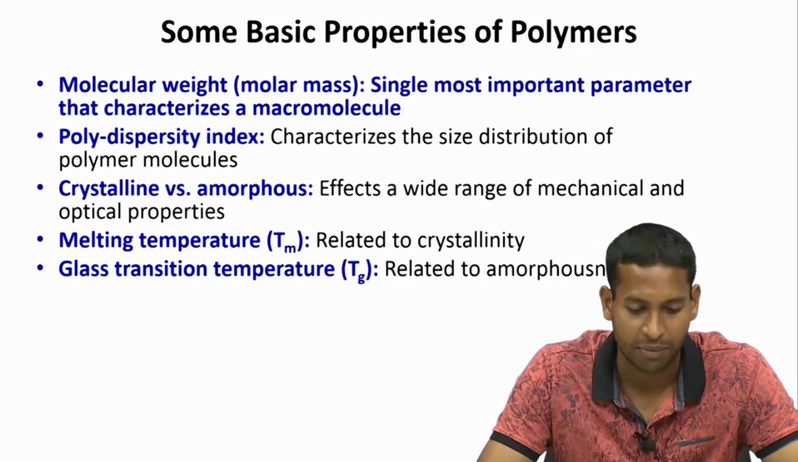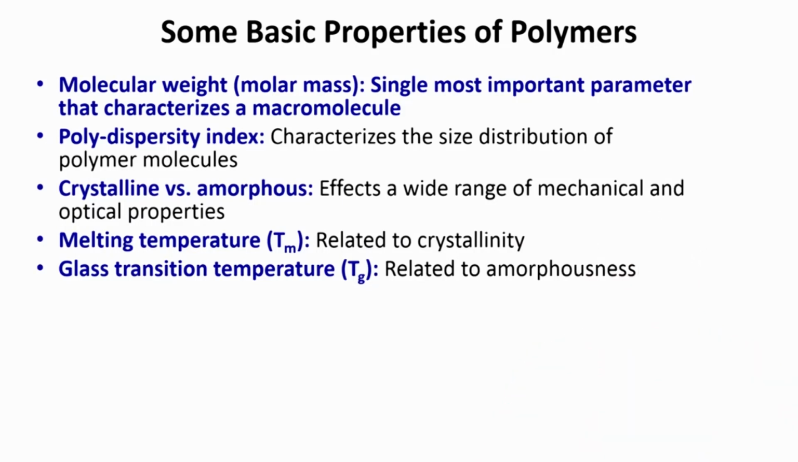The crystallinity and amorphousness affect a wide range of mechanical and optical properties. So, how crystalline or how amorphous the polymer is, and again all of this will be discussed in greater detail as we go along. The melting temperature, which is again related to crystallinity, we are going to discuss. Glass transition temperature, this is related to amorphousness, we are going to discuss in the next class.